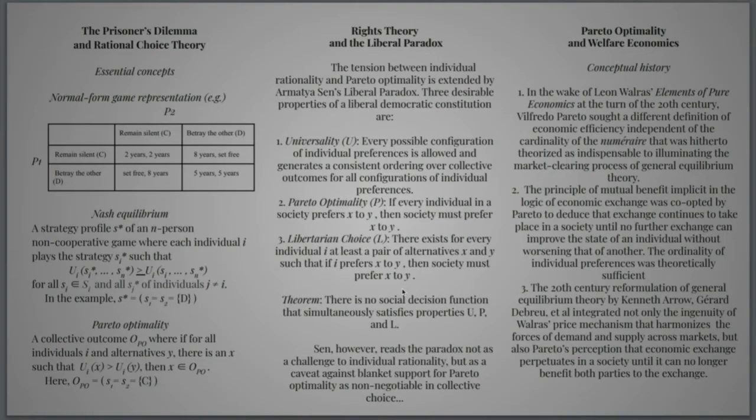Studying the prisoner's dilemma is done within a framework of rational choice theory, and the three essential concepts relied on by scholars to comprehend the choice problem is by representing firstly the game as a normal form, such that, as can be seen in my example here, the individually rational outcome is for both individuals to betray the other and each receives 5 years in prison, whereas if both remain silent, they only receive 2 each. However, if one betrays the other, the one who betrays the other is set free, whereas the one who is betrayed receives a sentence of 8 years.